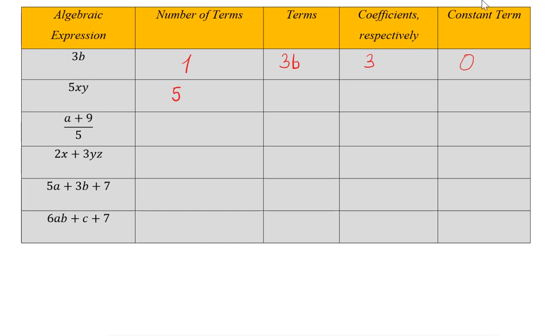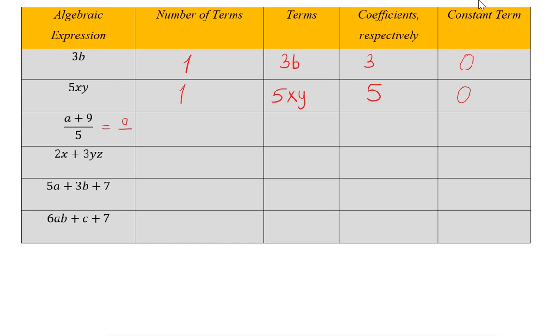And what about the second one? Again, I am seeing one term here, but with two variables. There is one term here, and the term is 5xy. And the coefficient here is 5. And the constant term, again, I can't see any constant. This means the constant is 0.